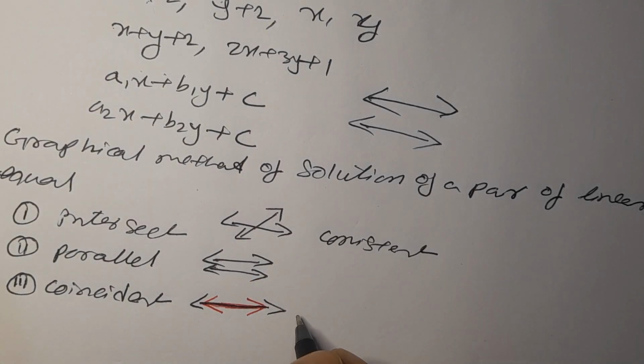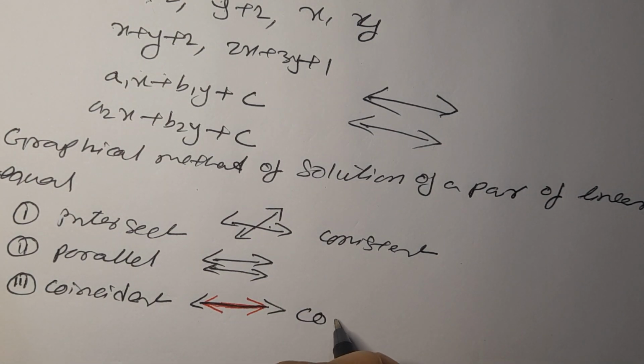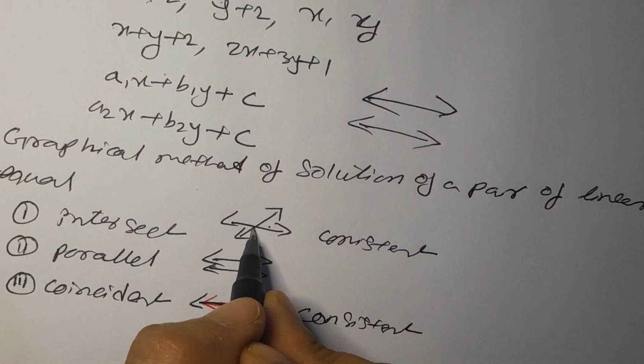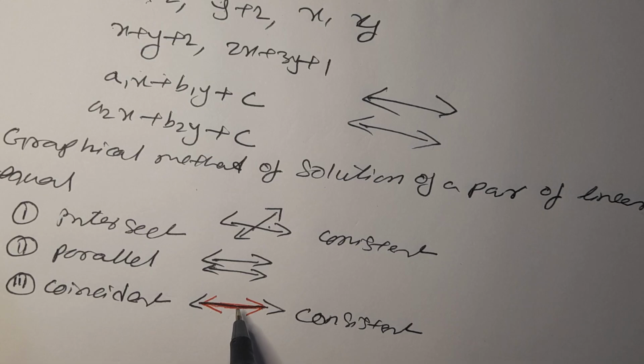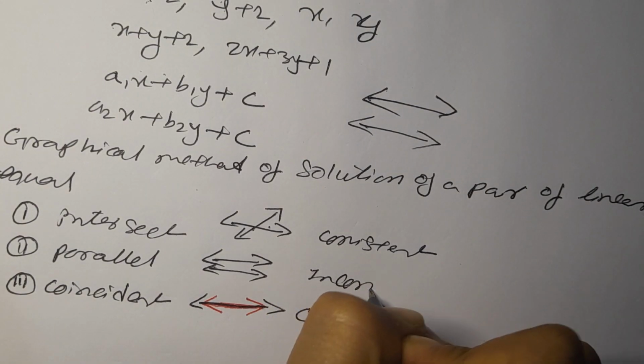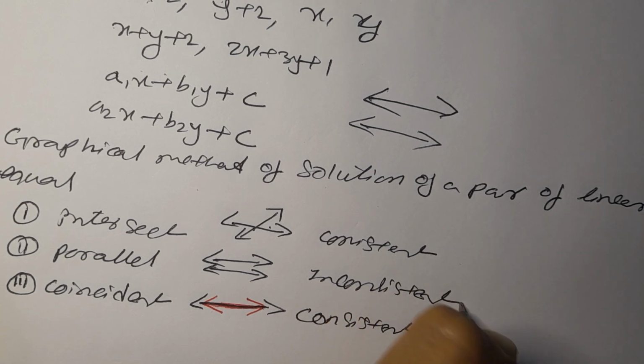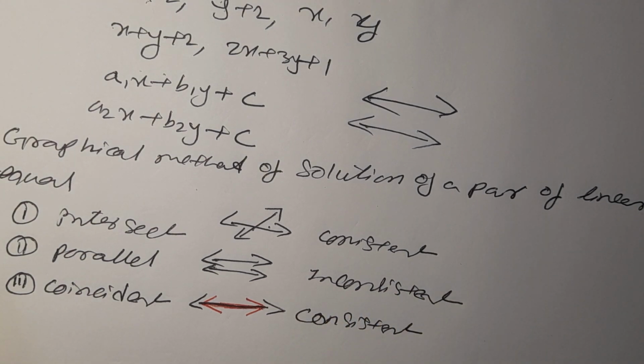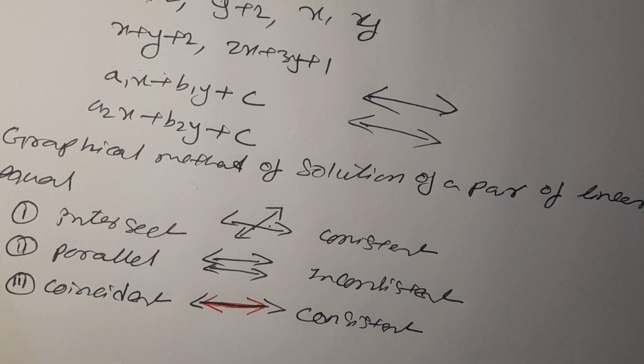Now it has another name, that is consistent, and this is also consistent. Here we will get a solution, and here also we will get a solution. Here it gives only one value of x and one value of y. Here there will be infinitely many values of x and y, because they intersect at each and every point. Here the lines don't intersect, so there is no solution. That is inconsistent. When we get a solution, it is consistent. When we don't get a solution, it is inconsistent.